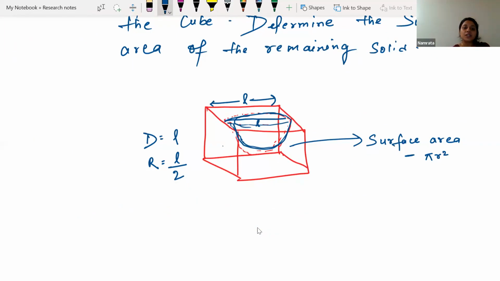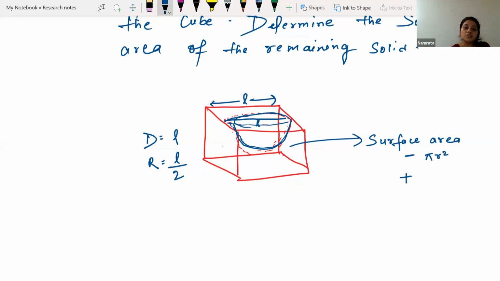While finding the surface area, you have taken the area of this surface, this surface, this surface, and this surface. All combined together gives the formula 6a square. In that 6a square, you can see there is one hole on the top. So that is missing.